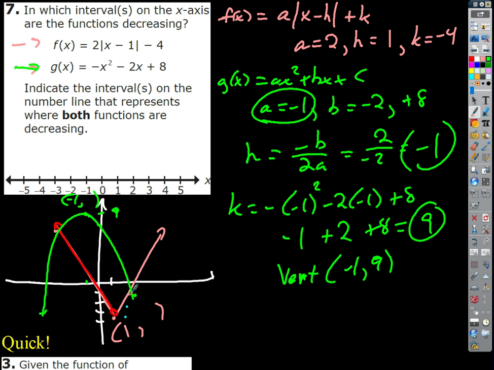So where is that function decreasing? Isn't it decreasing every place to the right of the vertex, right? So it's going to be decreasing right there, isn't it? So we want the x values where they're both decreasing. So where they're both decreasing, that's going to be everything to the right of negative 1 and to the left of positive 1, isn't it? That's the only place where both functions are decreasing at the same time. Everybody get that? Okay? So there it is.